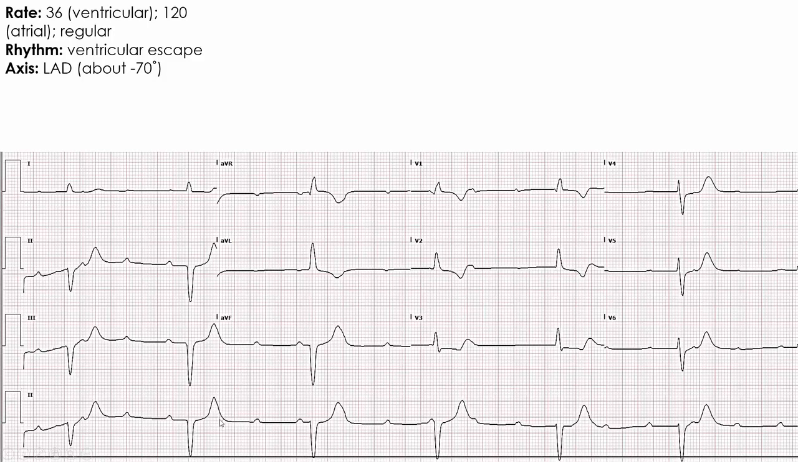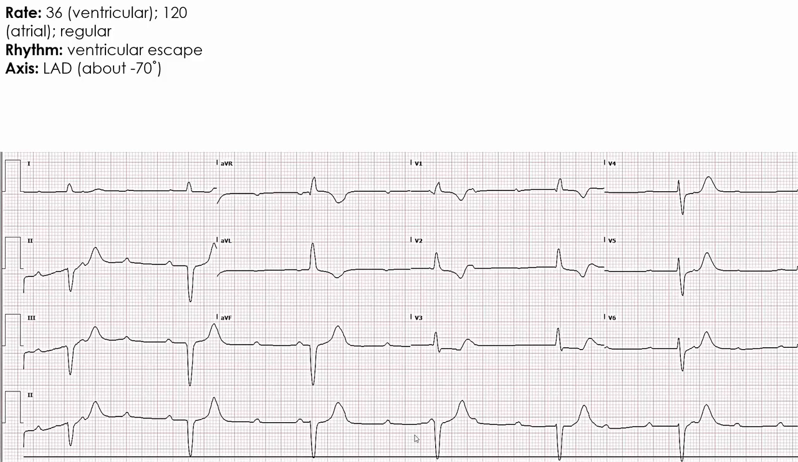One will be buried in this T wave here. P wave, buried, P wave, that's a P wave, etc. The point is those P waves are regular. The QRS complexes are also regular, but they're totally unrelated to the P waves. So this is a ventricular escape rhythm in the setting of a complete heart block. Alright, really, it's just a complete heart block.